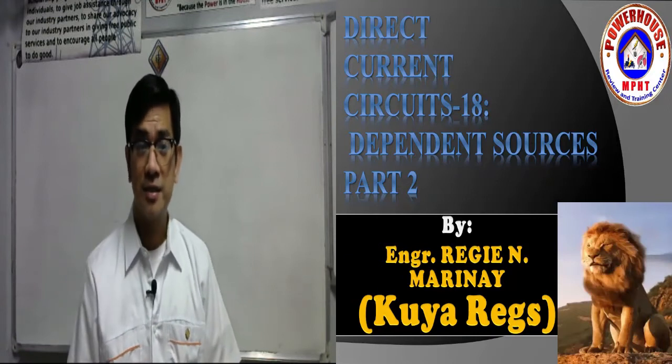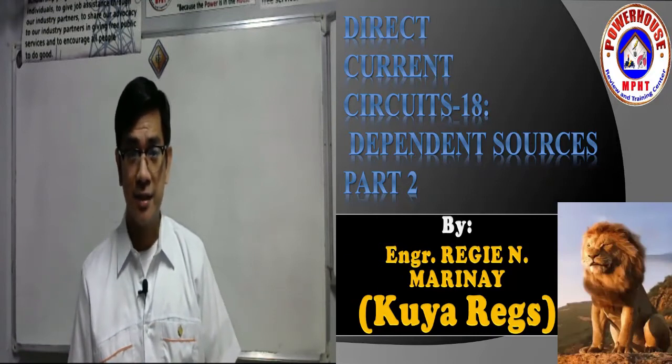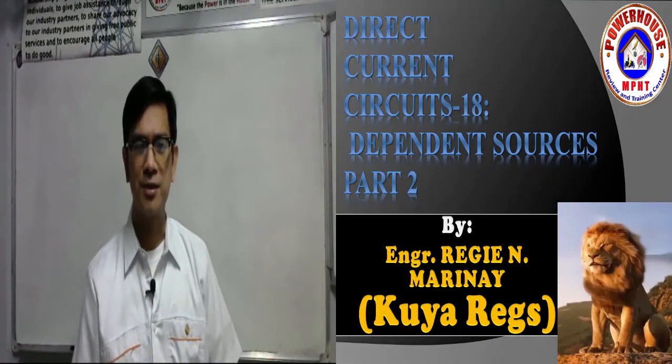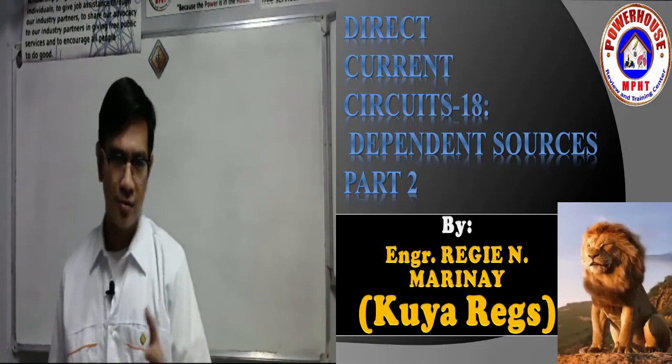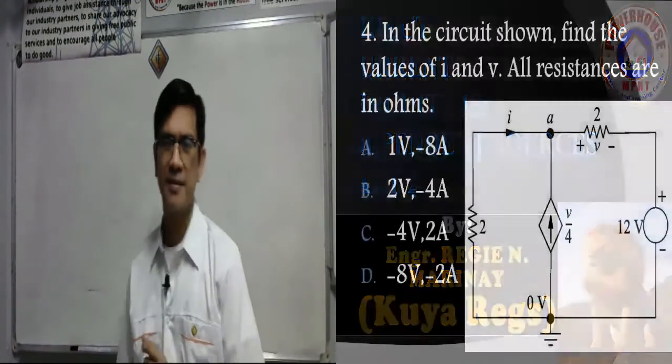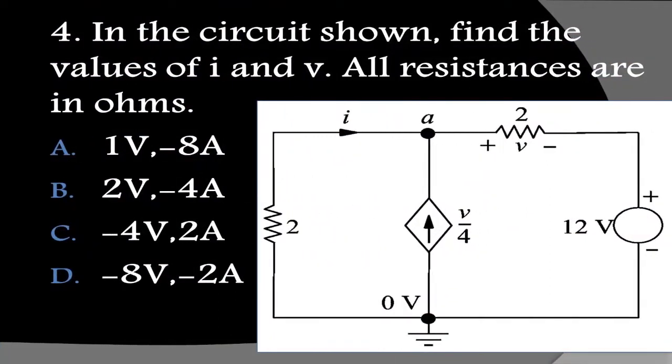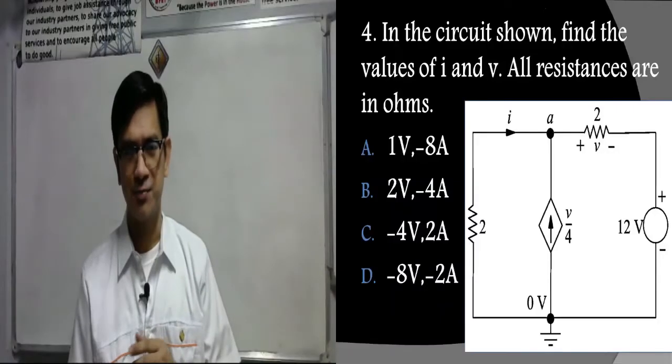So we are here to discuss direct current circuits part 18. This is actually part 2 of our topic, dependent sources. So let us go to our problem. Last time we discussed this example problem. Today we are going to discuss this in a different approach, in a different way of solving this problem.